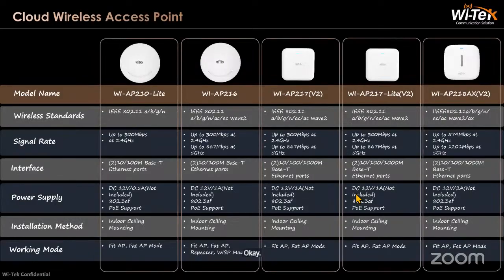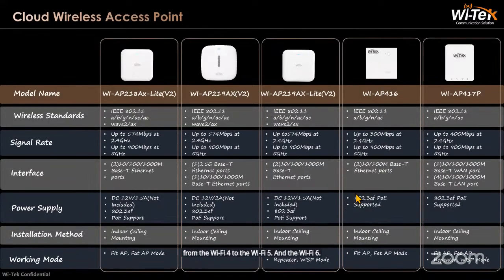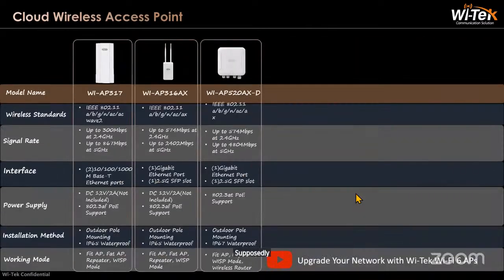Okay, let's move on to the Wi-Tek Cloud Access Point family. At the moment, Wi-Tek already has different types of access points. You can see we have Wi-Fi from Wi-Fi 4 to Wi-Fi 5 and Wi-Fi 6. They all support the working modes FIT and FAT AP mode, and support ceiling mount or outdoor pole mounting.